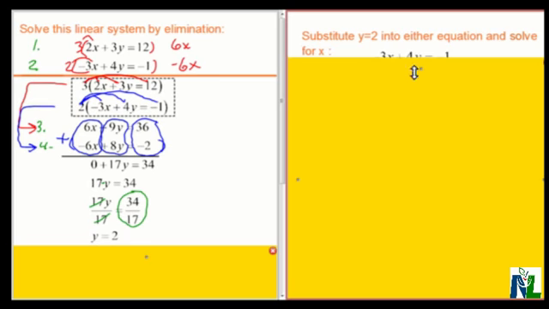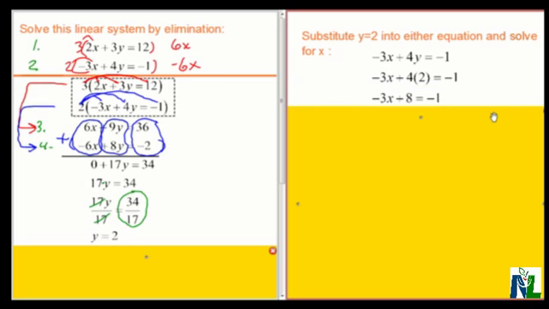Now, I can substitute y equals 2 into either equation and solve for x. I'm going to substitute y equals 2 into equation number 2. Negative 3x plus 4y equals negative 1. So where I see y, I'm going to replace it by 2. So I've got negative 3x plus 4 times 2 equals negative 1. So I'll get negative 3x plus 8 equals negative 1.